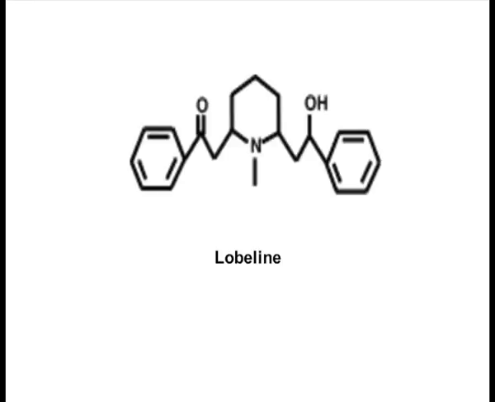This is the 2-position substituted pyridine, that is called lobeline. Lobeline could also be prepared by a similar method. Okay. Now, I will show you some of the interesting reactions of the carbon-nitrogen bond. Let us take this example.